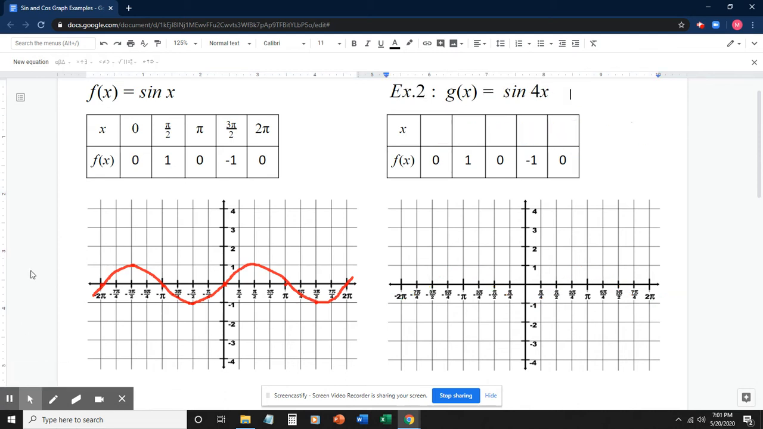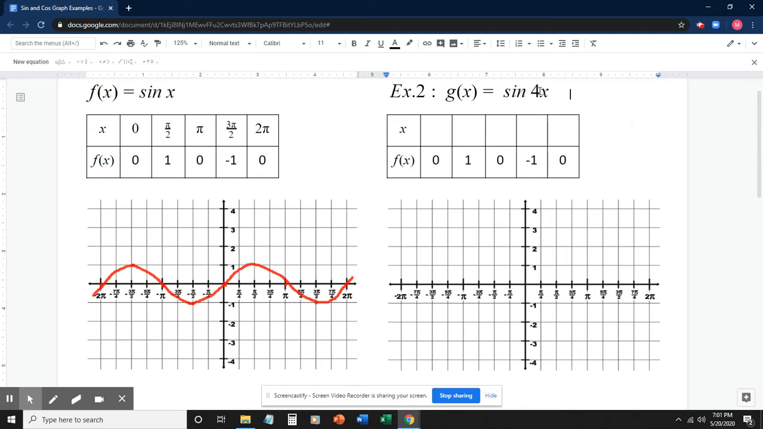All right, so looking at example 2, when we did the vertical ones, we did stretches and compressions. A number multiplied on the front of an equation is going to stretch it out vertically. A number multiplied on the x is going to have horizontal stretches and compressions.